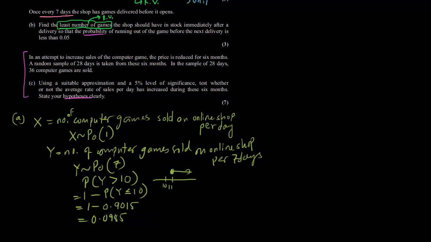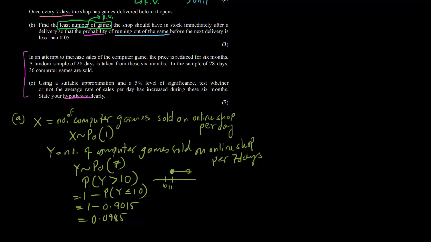So we have to have the probability of that amount of the random variable or more. So this is what they mean. In stock immediately after a delivery, the probability of running out of games, you don't want to run out, you want to have that amount. So if you don't have that amount, you would be running out of that before the next delivery.